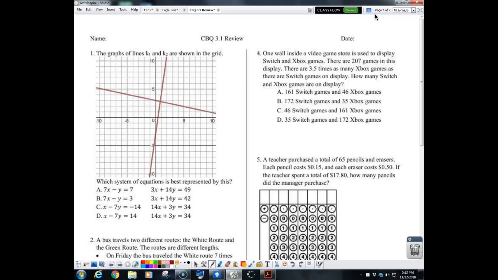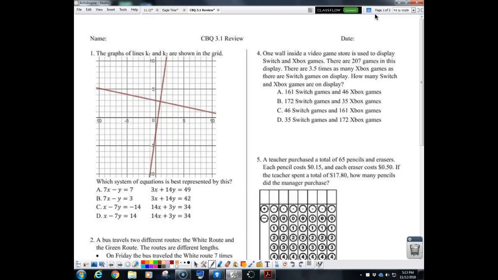The graphs of lines K1 and K2 are shown in the grid. They want to know which system of equations is best represented by this. A good way to do this one is basically to put your answer choices into Desmos and see which one matches the graph exactly. I'm going to give you an example. I'm going to do that first one.